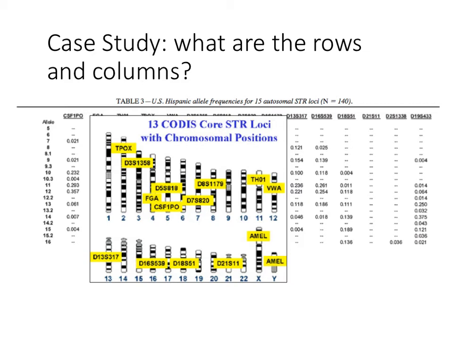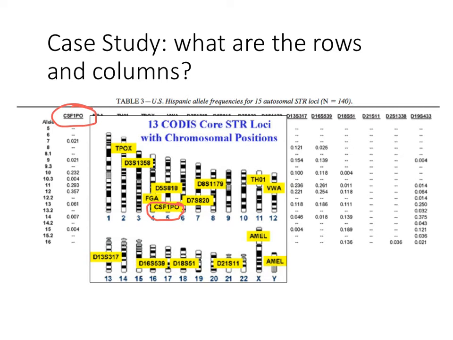Let's see. So CSF1PO, there on the left side. This is one of the tables from this paper: US Hispanic allele frequencies for 15 STRs. So here's CSF1PO. And that one is located here on the distal end of chromosome 5.